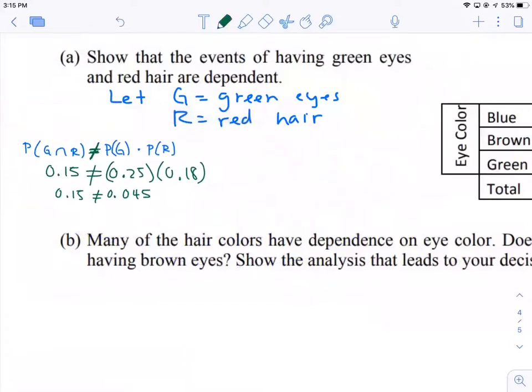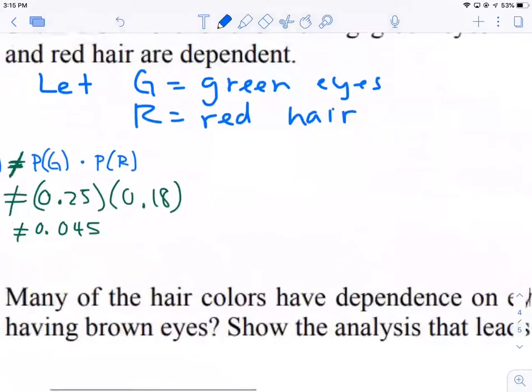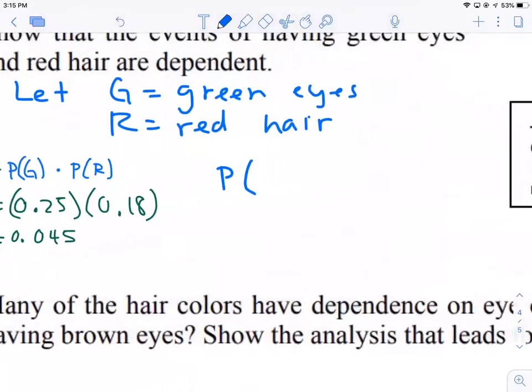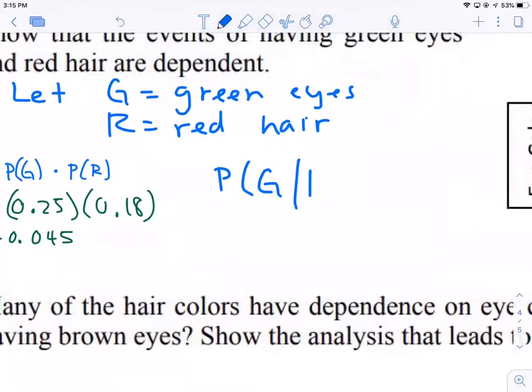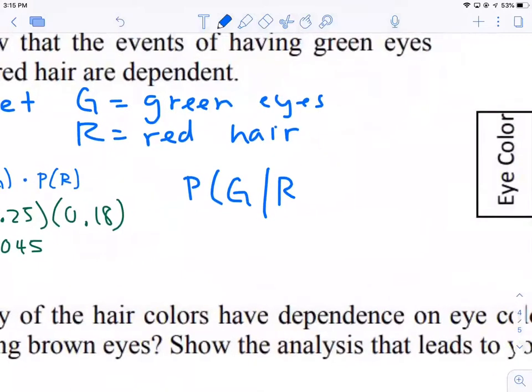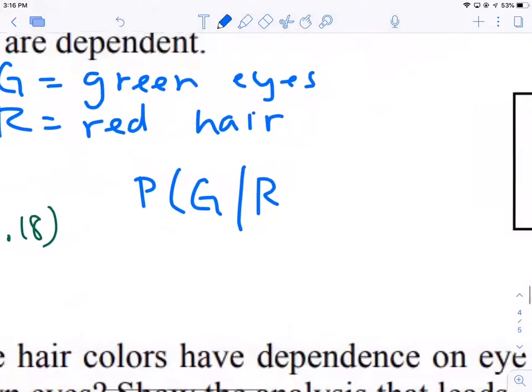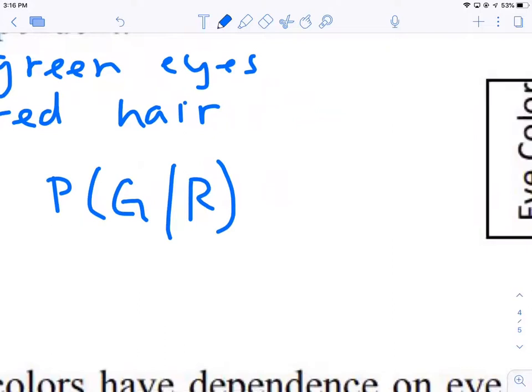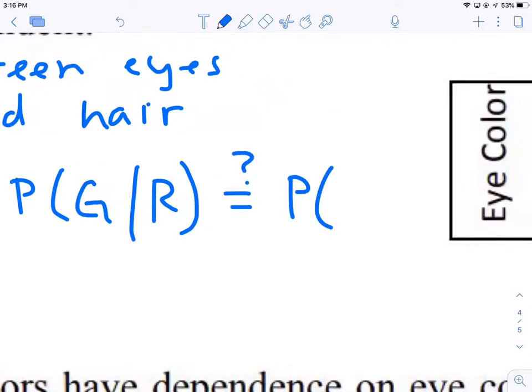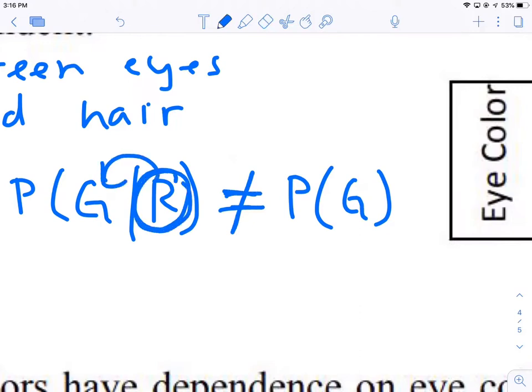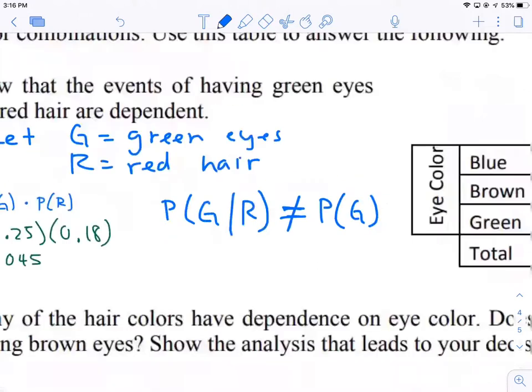Also want to show it using conditional probabilities. What's the probability of having green eyes given that you have red hair? Does that equal the probability of having just green eyes? And of course, we know already that they're not going to be equal because we said they're dependent. So having red hair will affect this probability of having green eyes. But let's take a look.